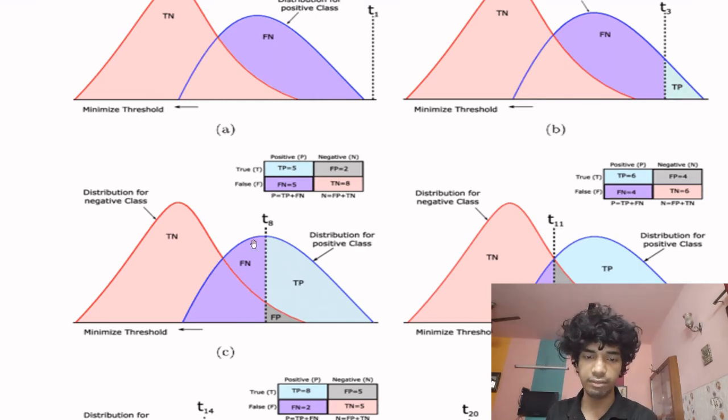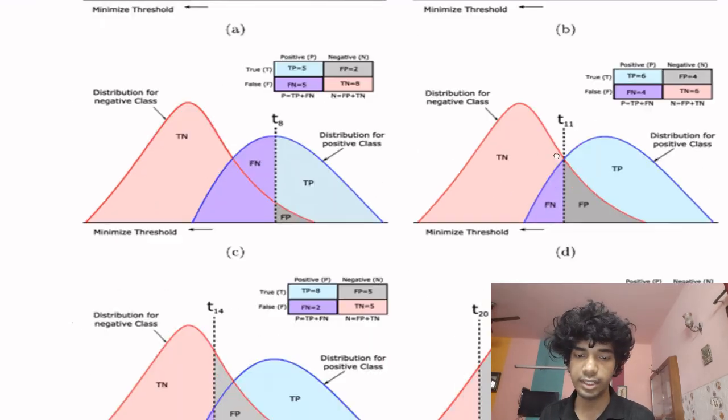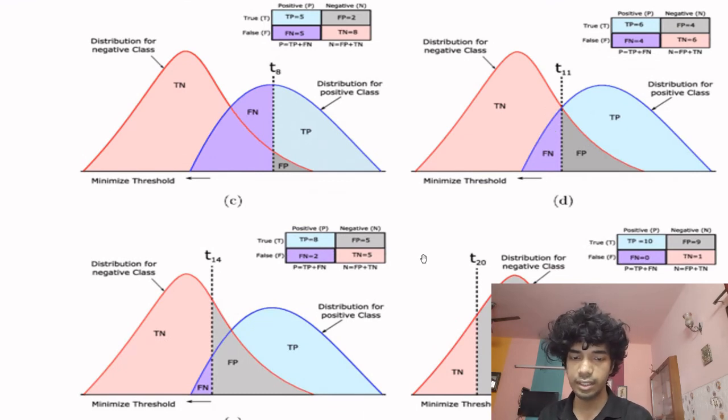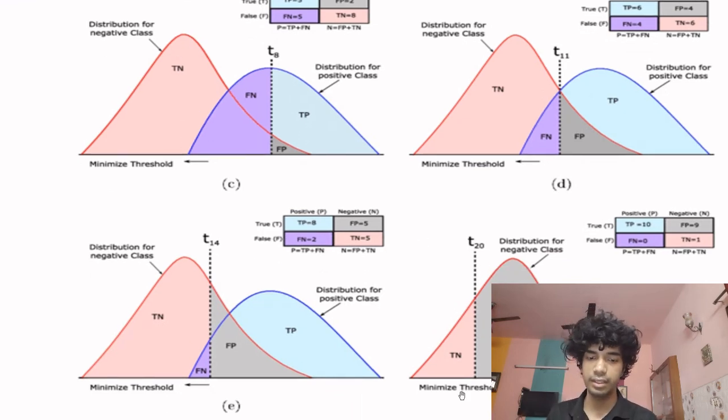Alright, you decrease it further, you further change the false positive and false negative rates. You decrease further, now you have decreased to such an extent that everything to the right is a true positive, correctly detected, everything to the left is a true negative, correctly detected, but now you have a high false positive rate.